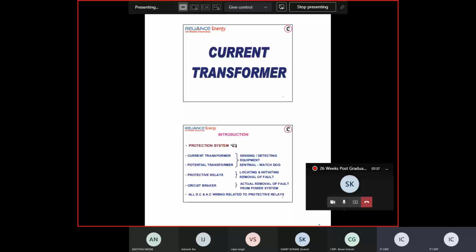All these things are part of protection. First and foremost, CT and PT are very essential equipment, sensing and detecting equipment, sentinel watchdogs. Protective relays locate and initiate the removal of fault. But before removal, for protection, there are alarms before the trip, so fault location with certain indications and with a flag.